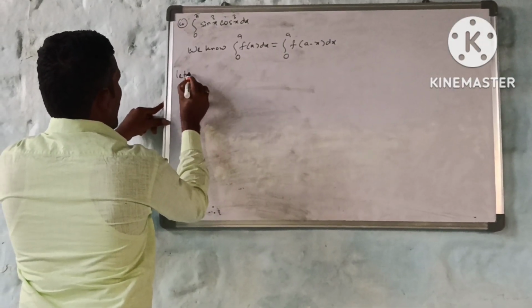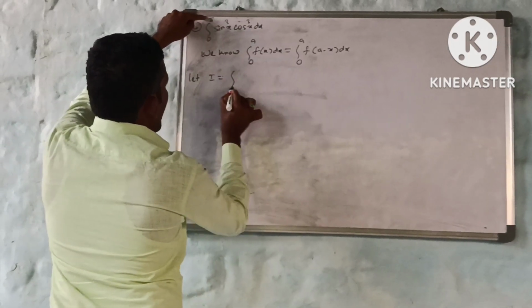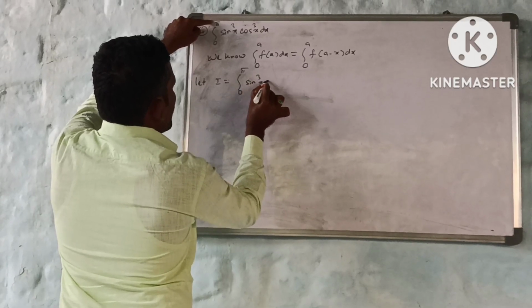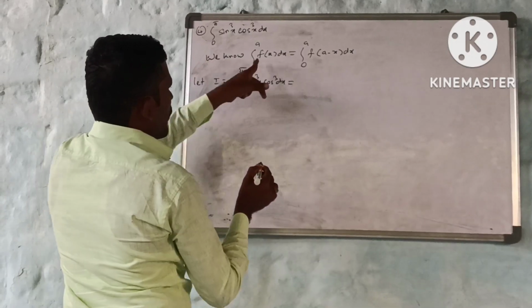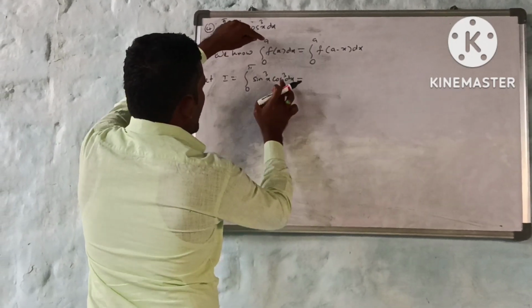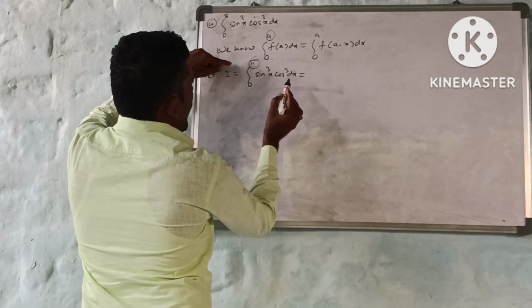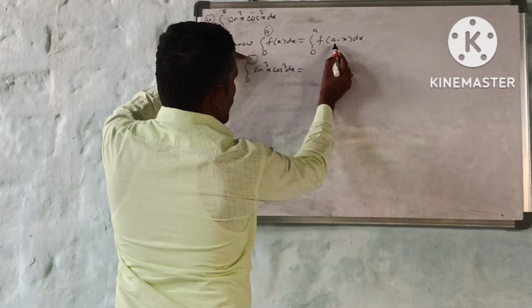Let the given I equal to integration 0 to pi of sin cube x cos cube x. From the formula, in place of a we have pi, and in place of x we have x only. So in place of a we have to substitute pi.